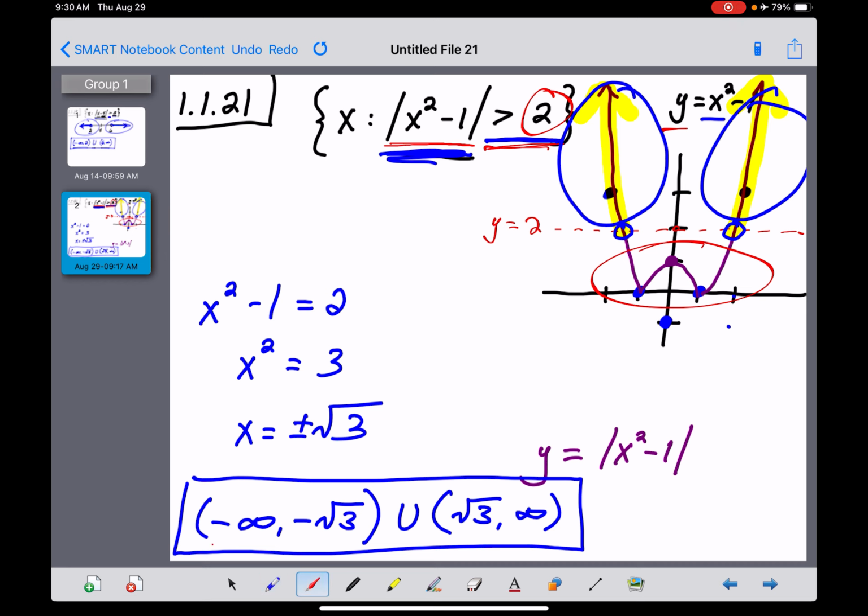Every x value that exists either here or here should give me a true statement. For example, if I were to choose 7, I think that's in that interval here. 7 squared minus 1 is 48, and the absolute value of 48 is greater than 2. But if I were to choose a number not in either of those intervals, like negative 1, that should give me a false statement. Negative 1 squared is 1, minus 1 is 0. Absolute value of 0 is 0. 0 is greater than 2 is a false statement, and therefore it should not belong in my answer here. So I feel pretty good about that answer there as well. Okay, so that's how we would handle problem number 21.